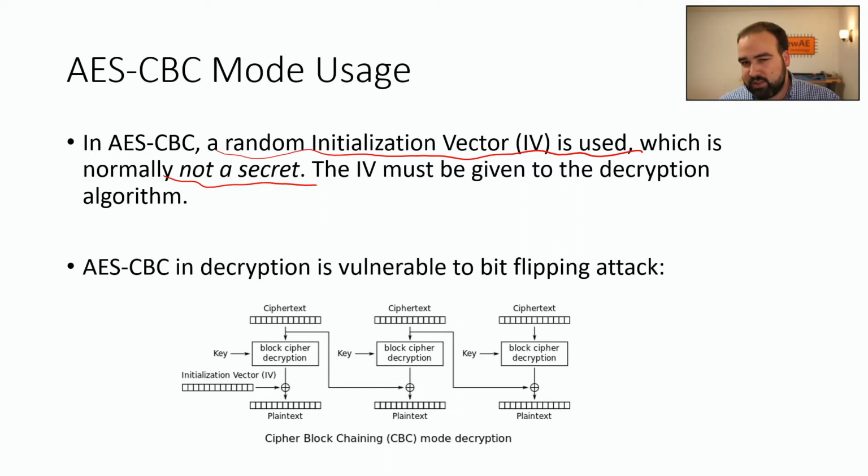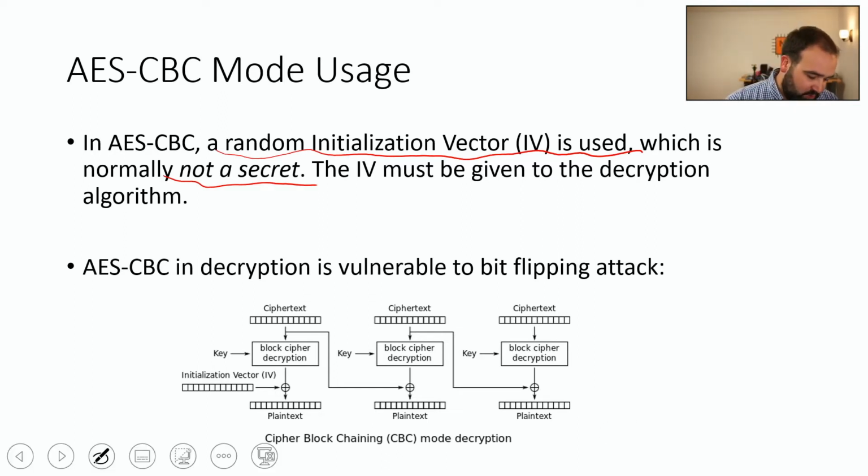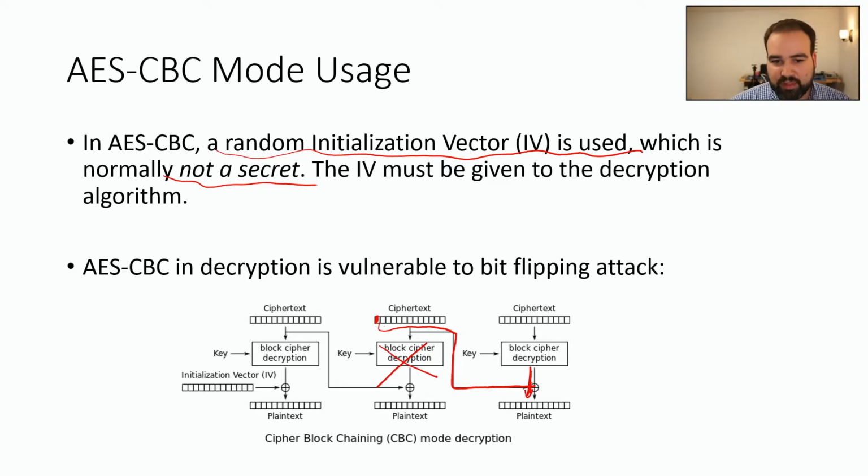AES-CBC, as a few of these are, is vulnerable to bit flipping. If we change a bit somewhere in here, it's going to create garbage at the output. But that one bit change is going to be XORed with the output here, which means that it will actually affect one bit of the plaintext. I mentioned that in the previous section, which is why we want authentication as well.